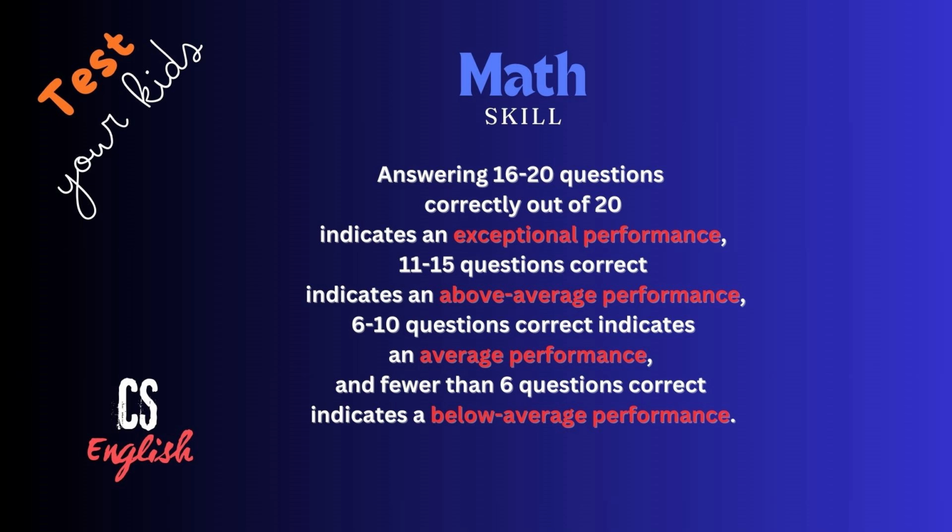in 5th grade. Let's assume that answering 16 to 20 questions correctly out of 20 indicates an exceptional performance, 11 to 15 questions correct indicates an above-average performance, 6 to 10 questions correct indicates an average performance, and fewer than 6 questions correct indicates a below-average performance.